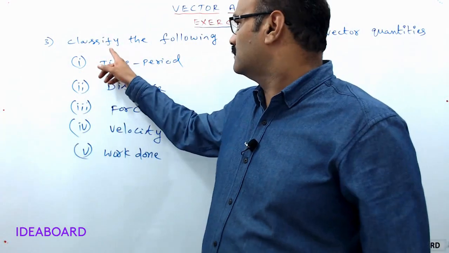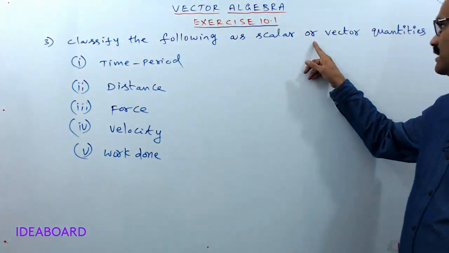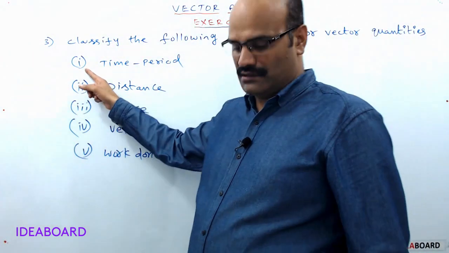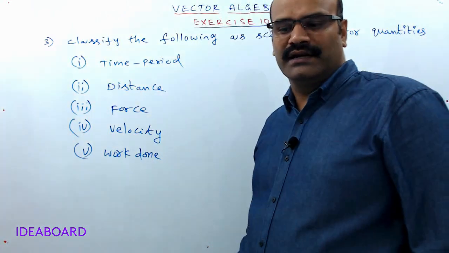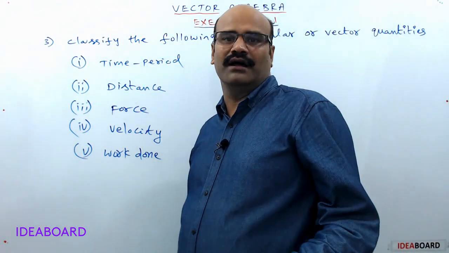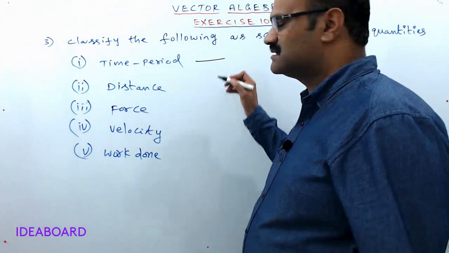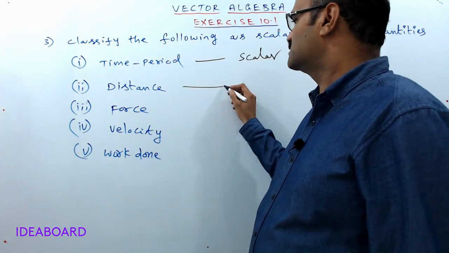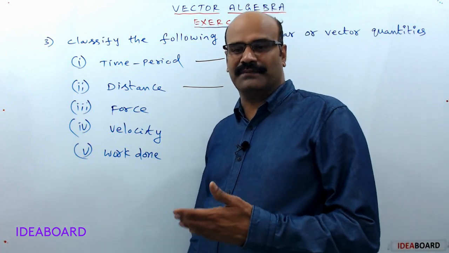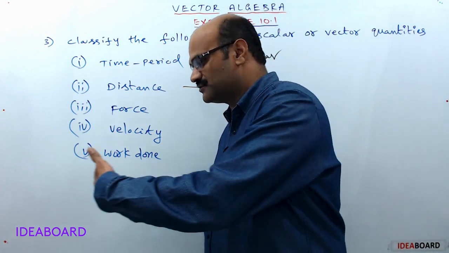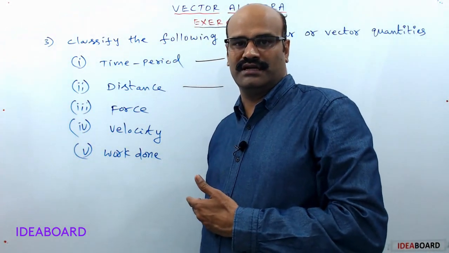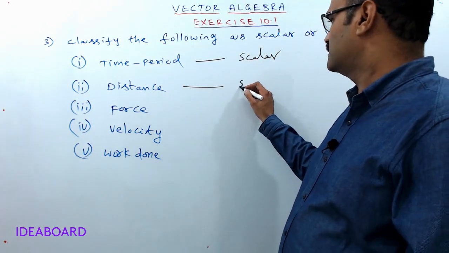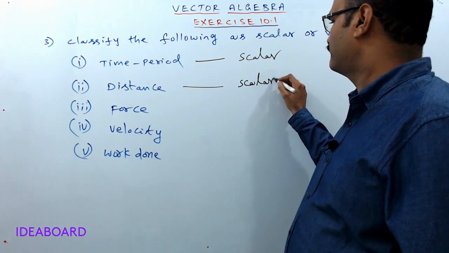Classify the following as scalar or vector quantities. First one, time period. Clearly, time period is a scalar. It doesn't have any direction. Next, distance. Distance means a person moving from this place to that place. It doesn't show any direction here. So clearly this is also a scalar.